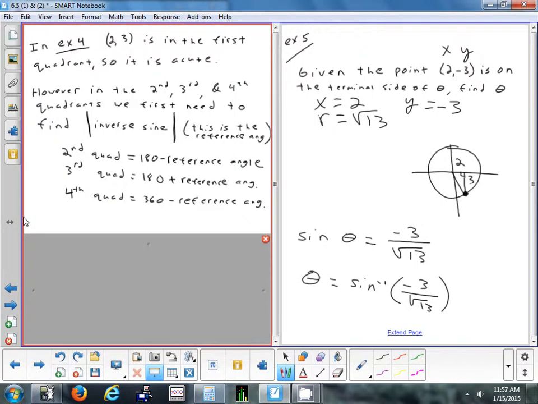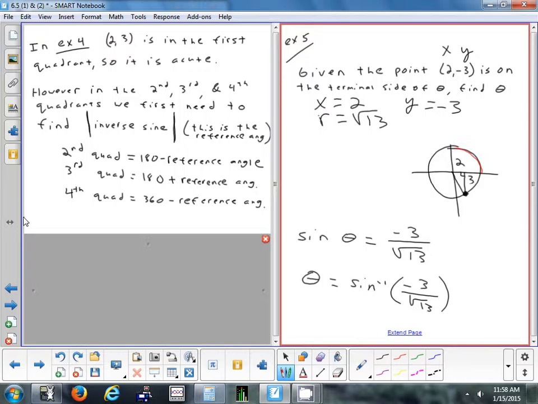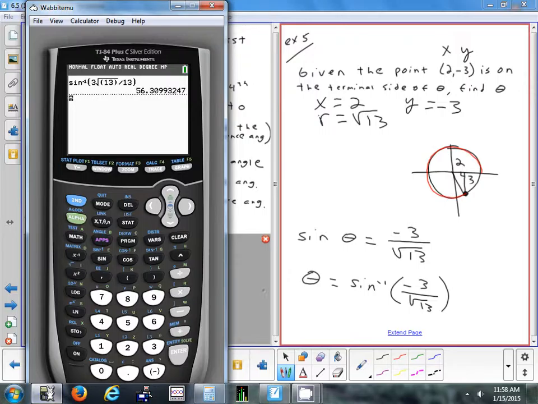Because the angle that you're really looking at is this. It's more than 90, it's more than 180, it's even more than 270. Okay, it's getting close to 300. It's quite a bit of the way around that circle. So what we're going to find right now is just what we call the reference angle. Okay, so let's type that in. Inverse sine of negative 3 divided by square root 13. Okay, it's negative 56.31.